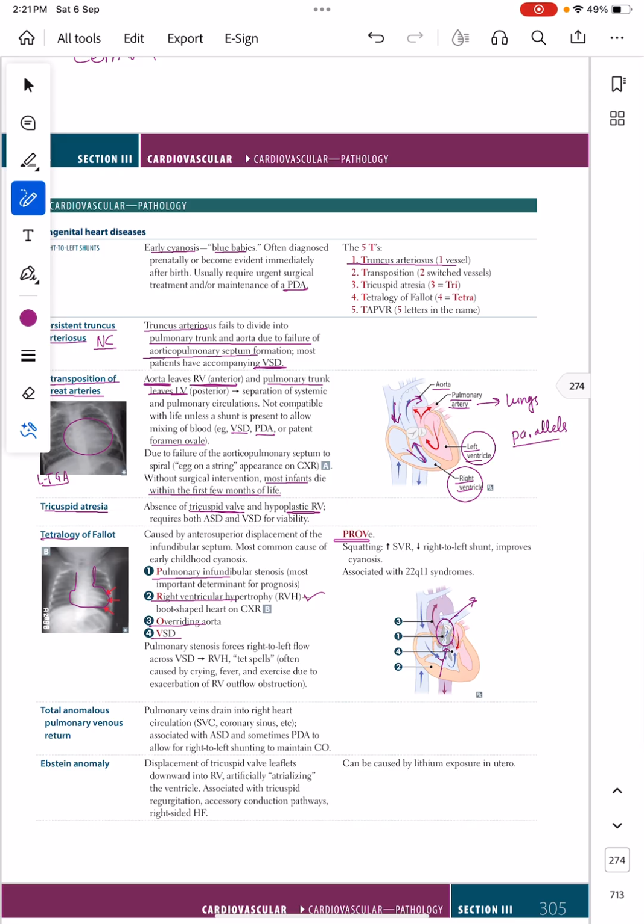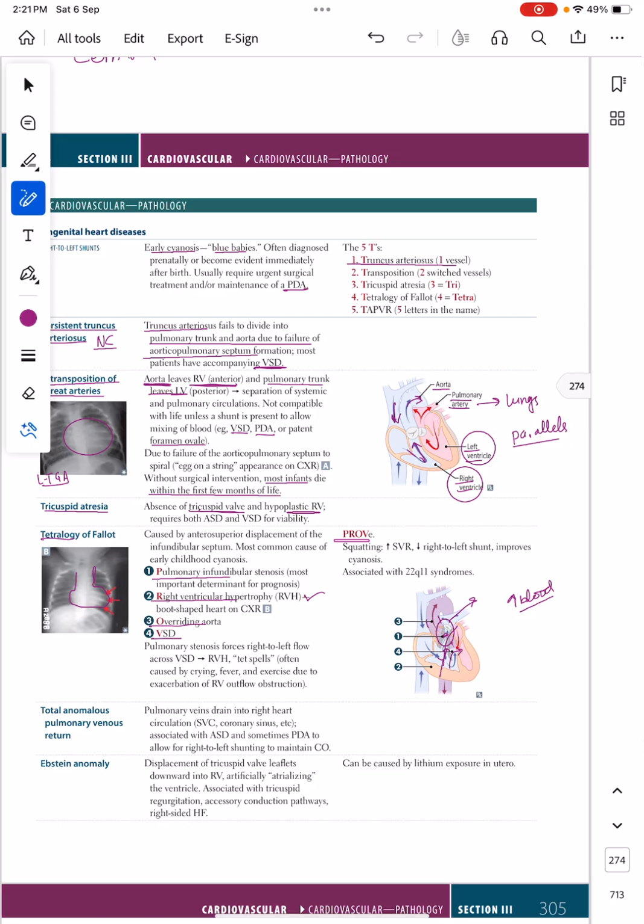And then there is an overriding aorta. The third component here: the aorta arises from both the right ventricle and the left ventricle. So there is again mixing of the blood. And then there is a VSD. Whenever we need increased blood flow in the systemic circulation, due to exercise, infection or any stress in the body, the blood flow is not going to the lungs because of the stenosis. Instead it goes into this VSD, and again this mixing happens.